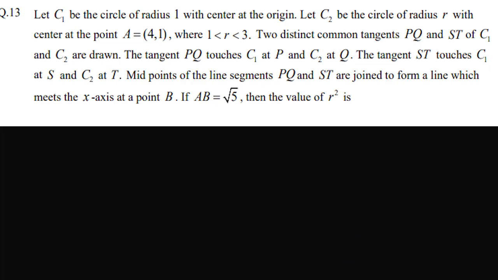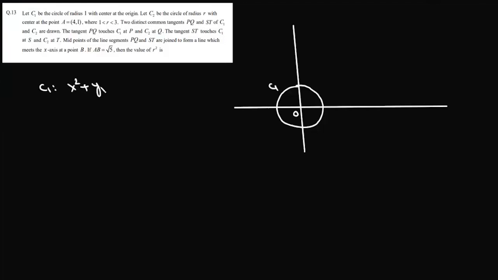Now the question is, let C1 be a circle of radius 1 with center at origin and C2 be a circle of radius r with center at A 4, 1. So we have two circles. One of them has center at origin and radius 1 unit, and that's your circle C1, and equation of C1 will be x square plus y square minus 1 equals 0, and then we have another circle whose center is at 4, 1.